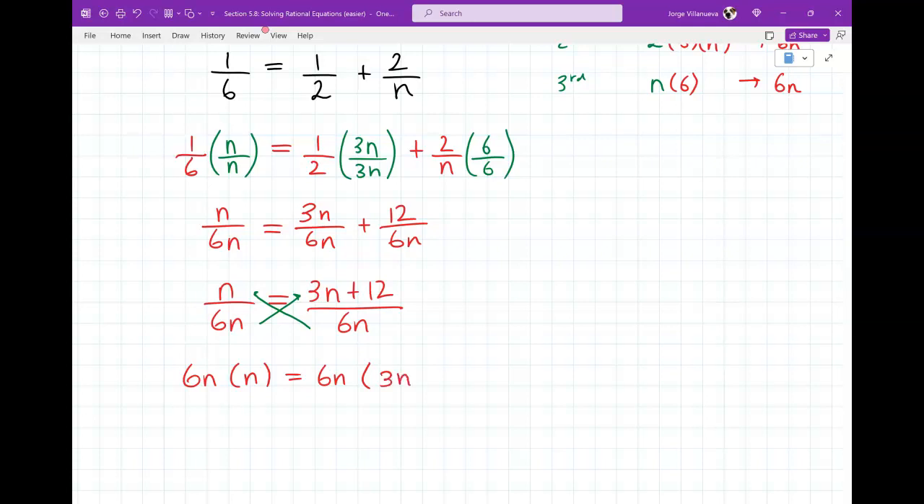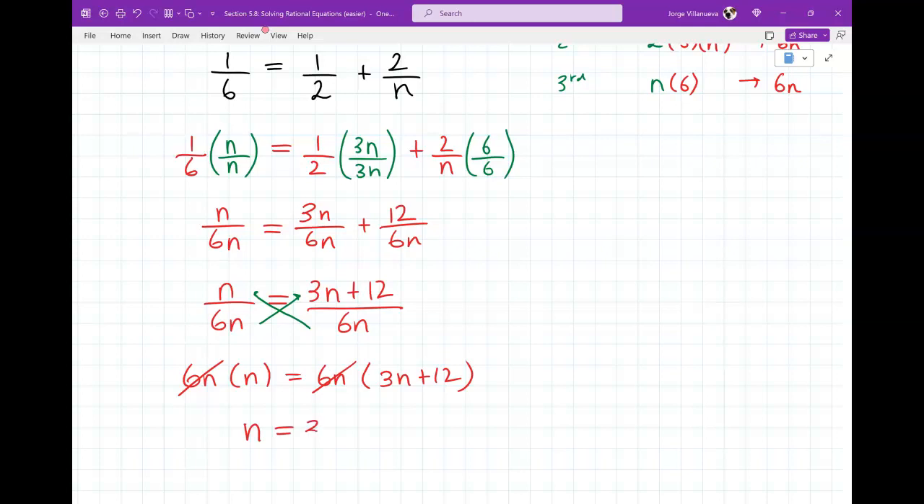And what did I tell you to do at this point? Cross out the denominators. Yeah, the 6n's, they're gone. Now, by the way, you could actually do that in the cross multiplication. Just wipe them out, and there you go, because you know they're going to disappear. So here you go. This is what's left.